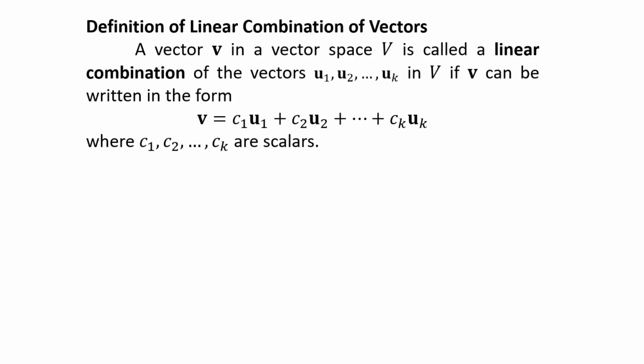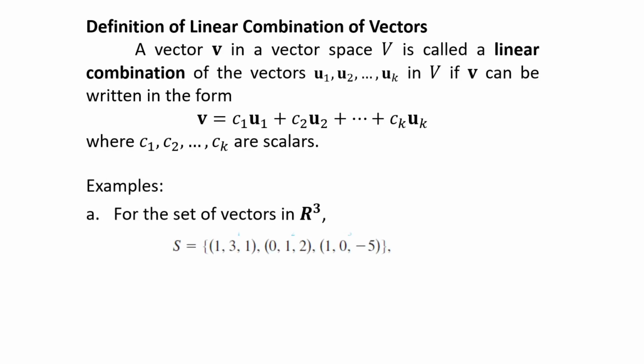sub 2, up to u sub k in V if v can be written in the form v equals the sum of the products of c sub 1 times u sub 1 plus c sub 2 times u sub 2 plus, and so on, up to c sub k times u sub k, where c sub 1, c sub 2, up to c sub k are scalars.